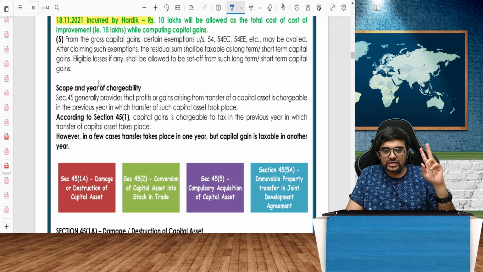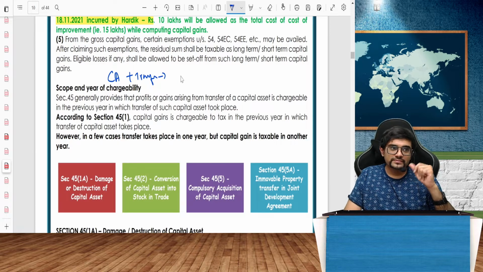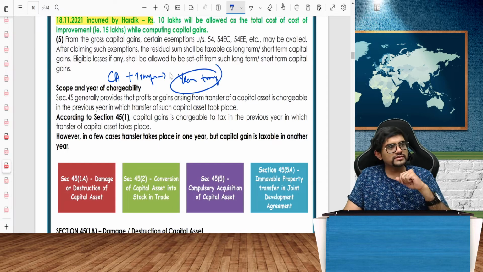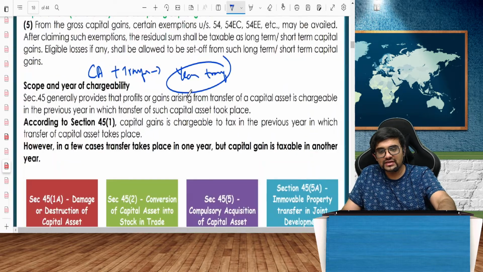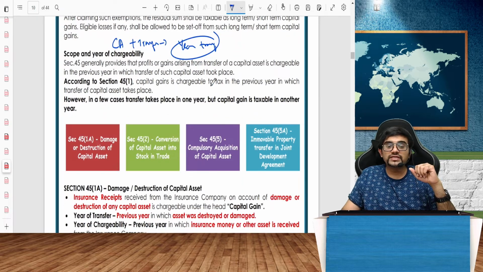General rule. What are the two things that should be there? Capital asset plus transfer. When is the capital gain charged? Capital gain is calculated in the year in which it is transferred, 100%. Capital gain is calculated in the year in which it is transferred.